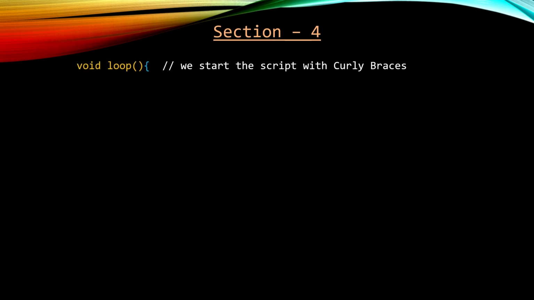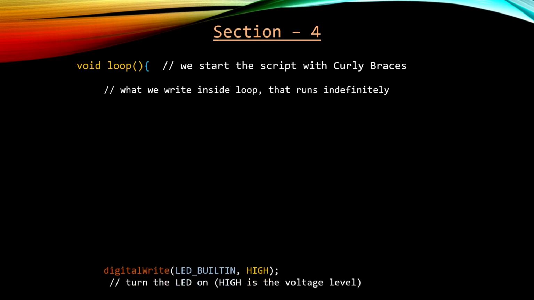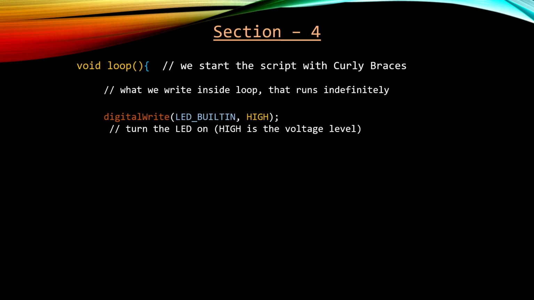Then we move to void loop. This is the code that runs indefinitely. digitalWrite is used to write either HIGH or LOW to a pin. Now we write HIGH to pin 13, and the LED will glow.